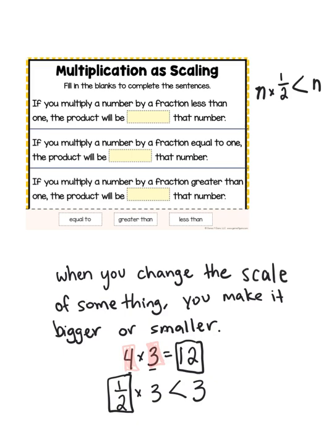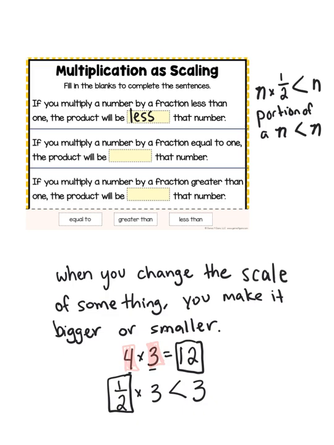Another way of saying this is a portion or a fraction of a number, n, is going to be less than the number. If I take 1/2 of 8, that's going to be less than 8. If I take 1/3 of 15, that's going to be less than 15. Okay, so that makes sense.